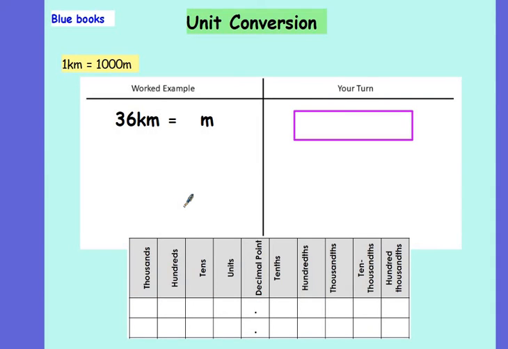But why have we been practicing this? Well, we know that 1 kilometre is equal to 1,000 metres. So in your dark blue books, I'll do an example and then you're going to do an example. We're going to practice converting from kilometres to metres. If 1 kilometre is 1,000 metres, 36 kilometres is going to be 36 multiplied by 1,000 metres.